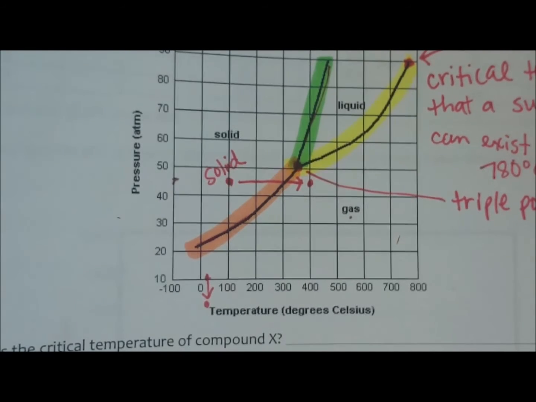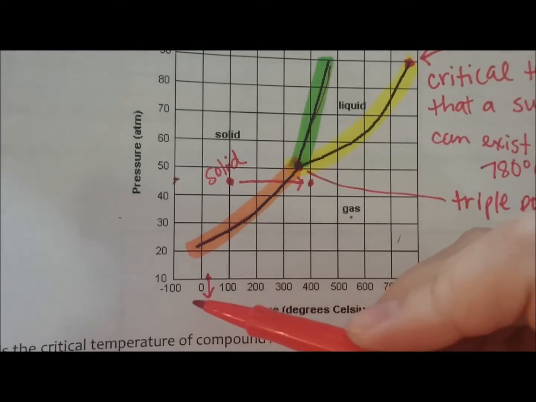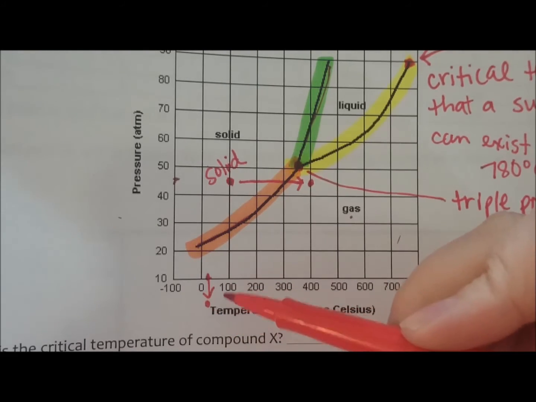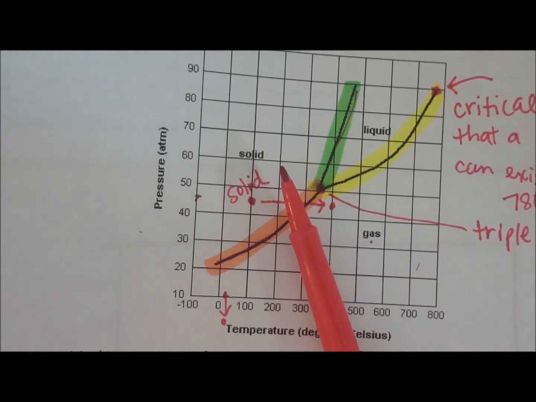Number 6 says, if I wanted to, could I drink compound X? Why or why not? Well, we have to go back to that standard temperature and pressure. Standard temperature and pressure, remember, was right here. And what kind of thing is it right there? It's a gas. I can't drink compound X because it's a gas.